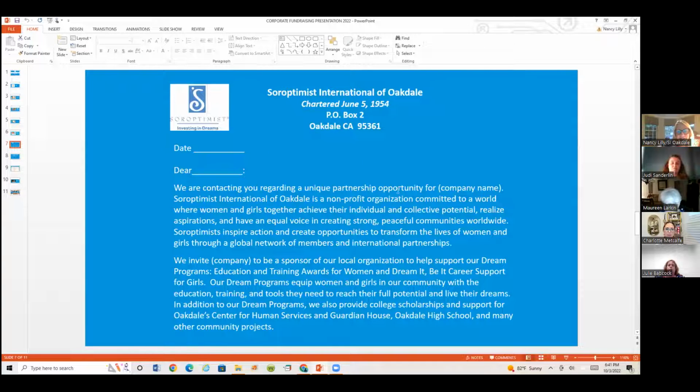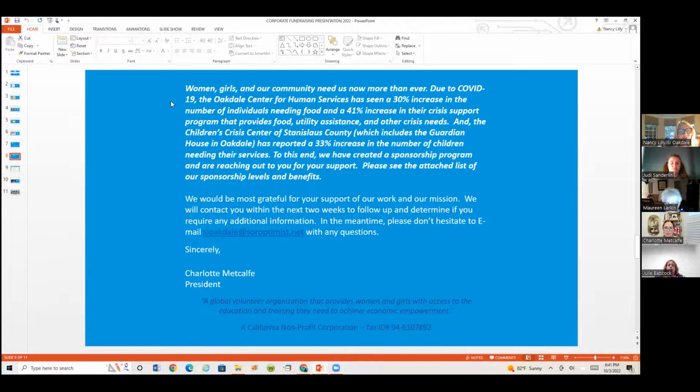So here's the letter. This is just half of the letter. And the next part, you can see the very first paragraph. That is the special verbiage that we included with the statistics from the two agencies that we support in Oakdale, just to appeal to our audience, you know, the need that these agencies were having because of COVID. And we hoped that that would help in our solicitation, and we think it did.